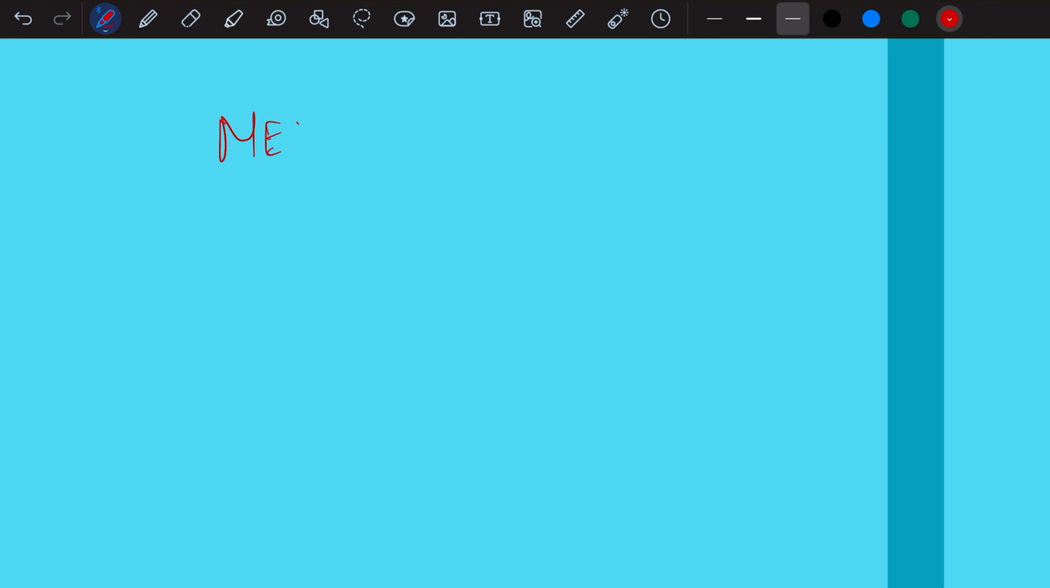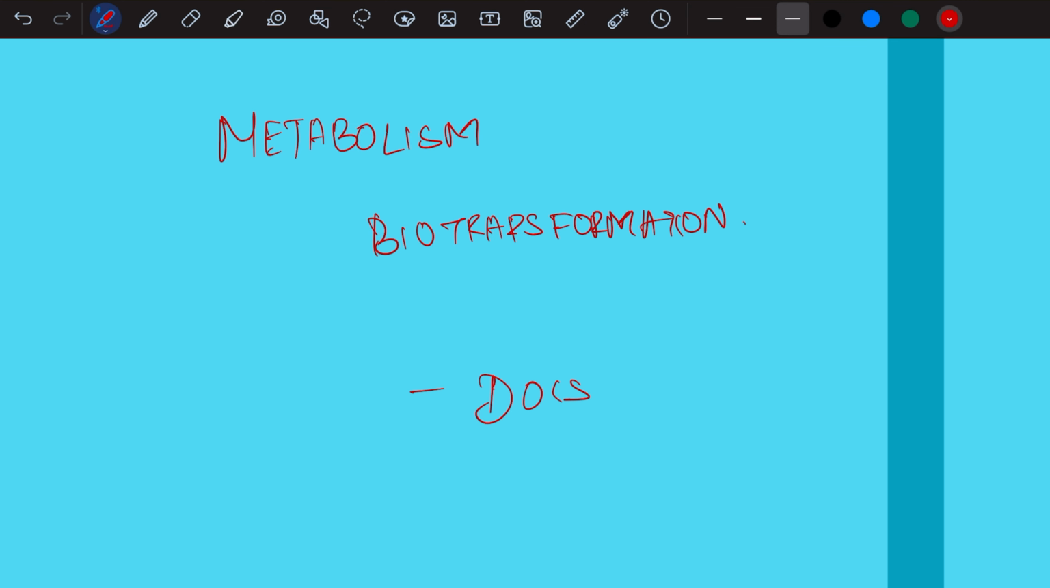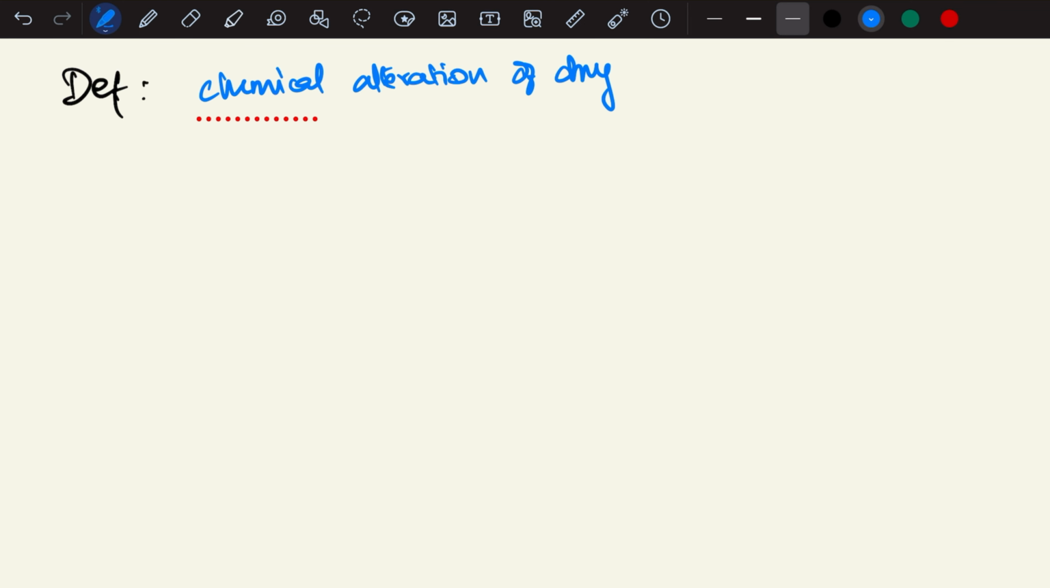Everyone, welcome to Docsiverse. Today we will be delving into an essential topic in pharmacology, biotransformation, which comes under metabolism in pharmacokinetics. First, we will see what is metabolism. Metabolism is a biochemical process which happens in our body to transform the drugs, either to eliminate them or activate them for any intended effect.